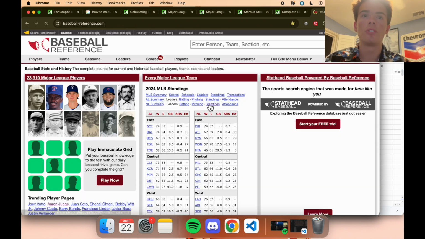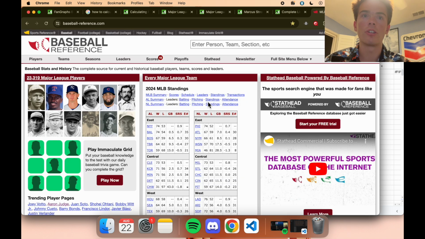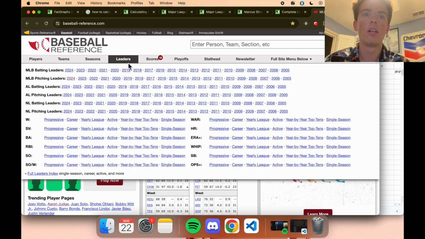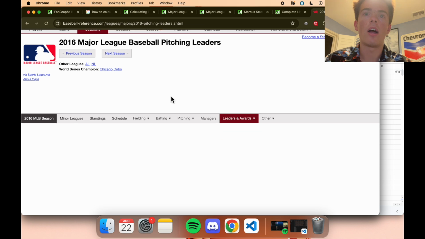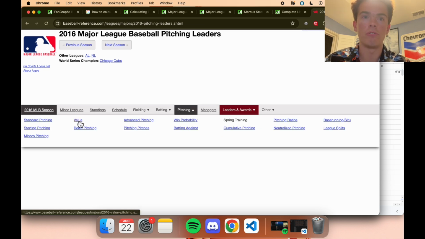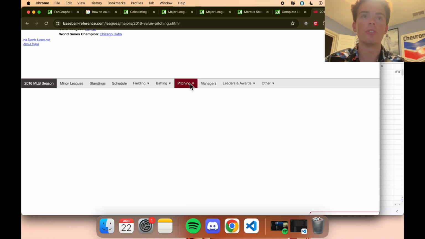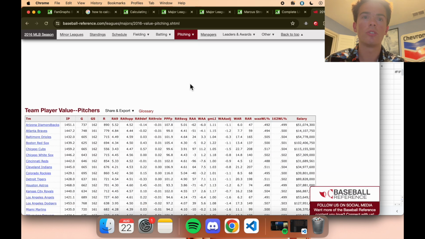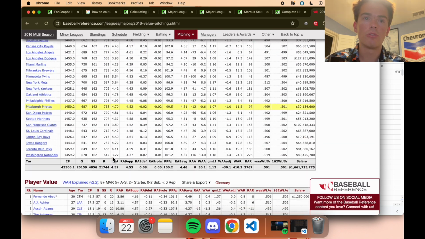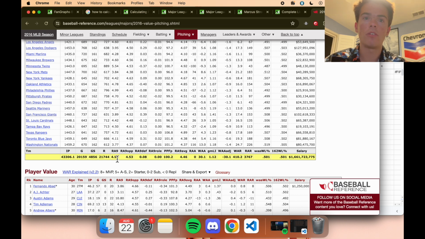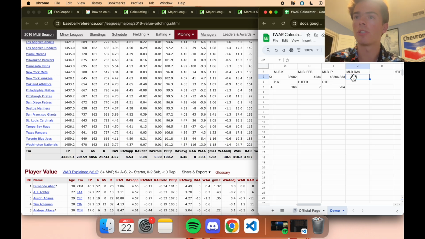So Baseball Reference, we are gonna go to, I believe we go to leaders, and then what year we're looking at 2016, and then we're gonna go to pitching, and we're gonna go to value because it's underneath value. So yep, here it is, RA9. So if we want to go all the way to the bottom, we see RA9 for the league is 4.52. Awesome.